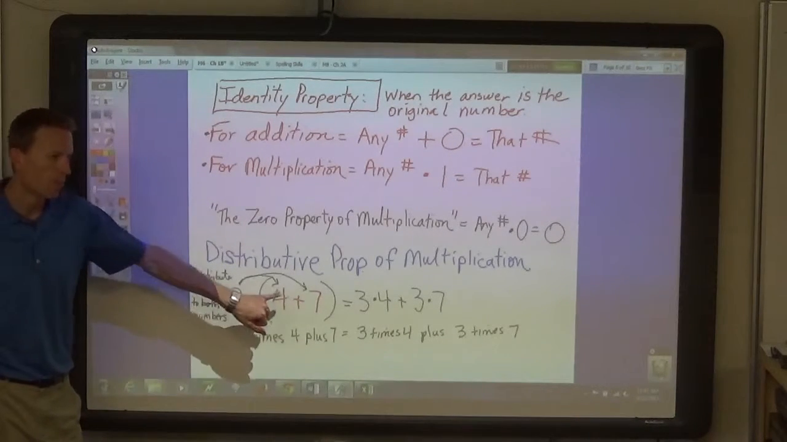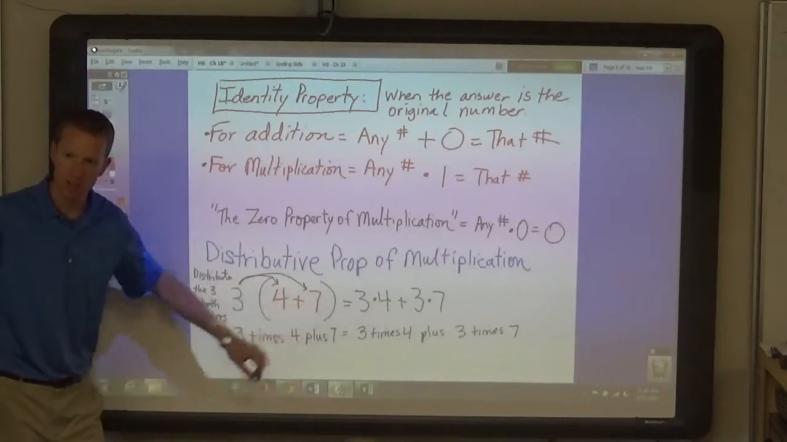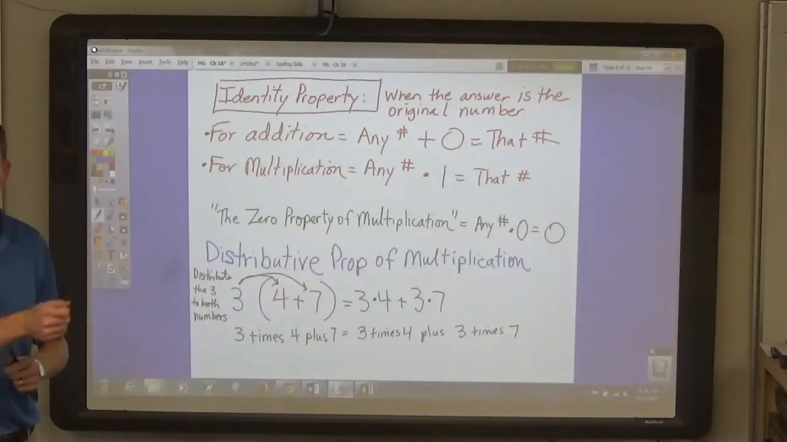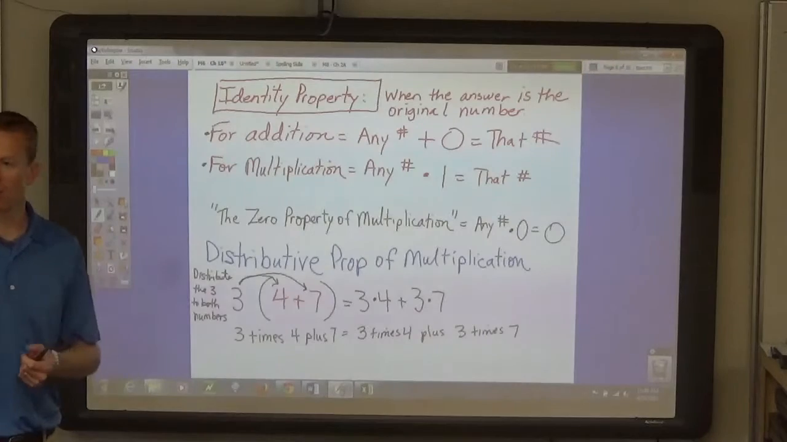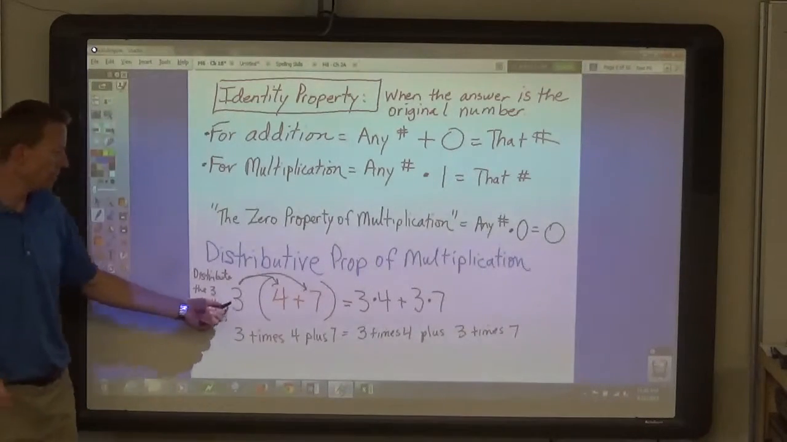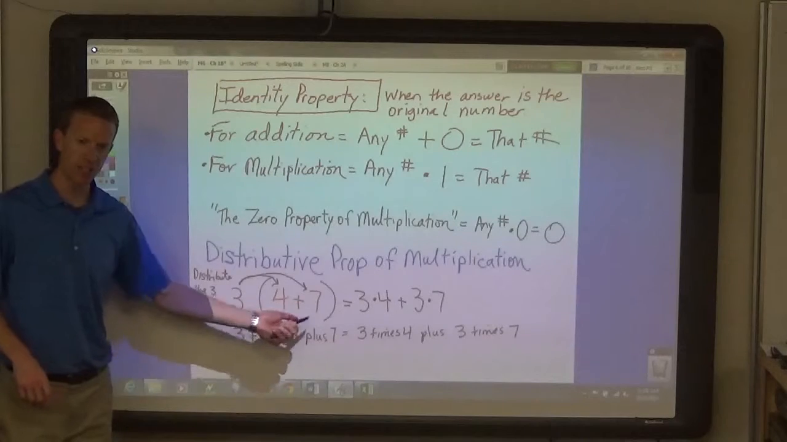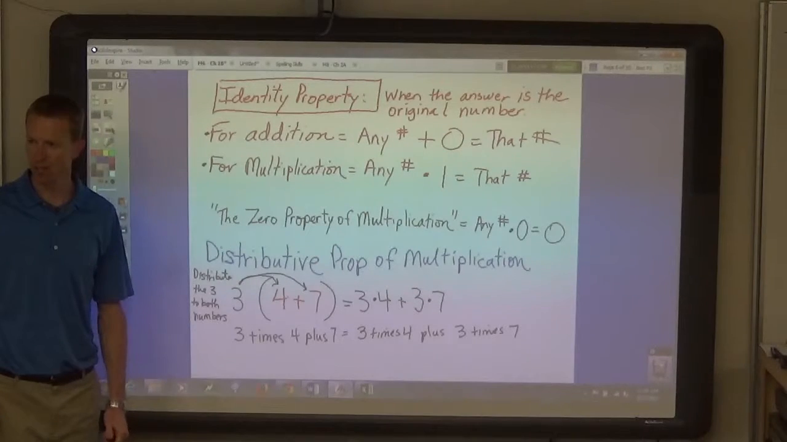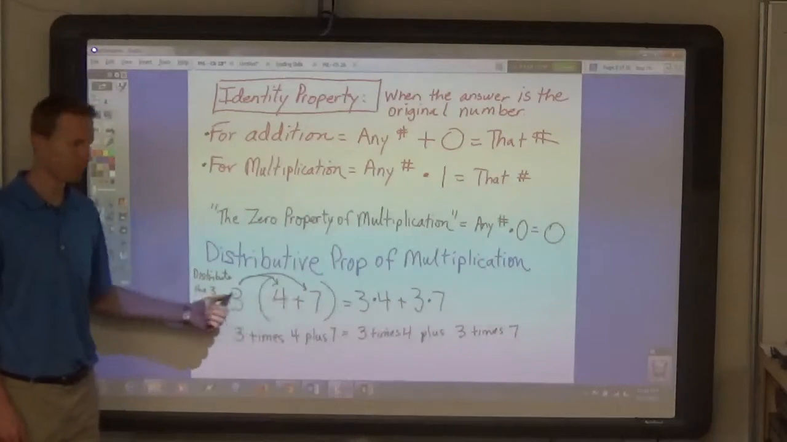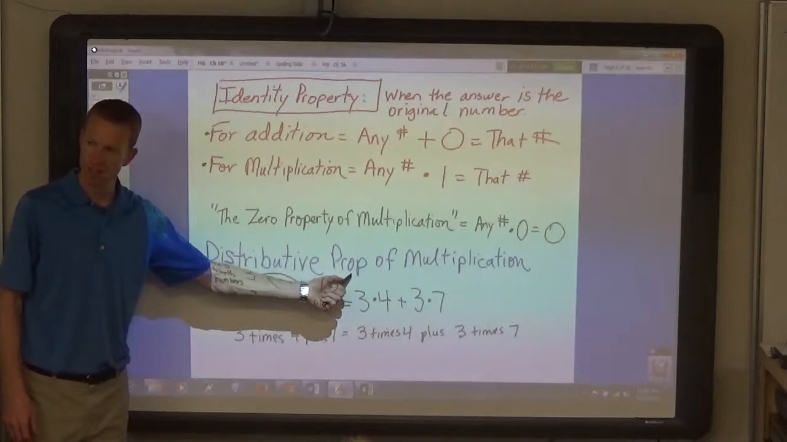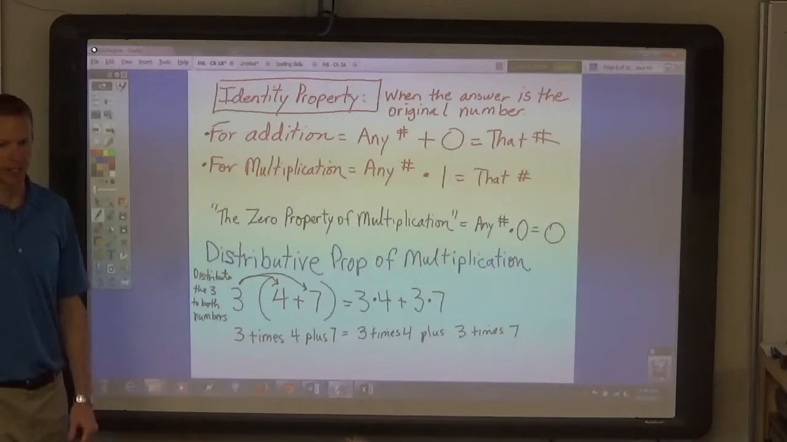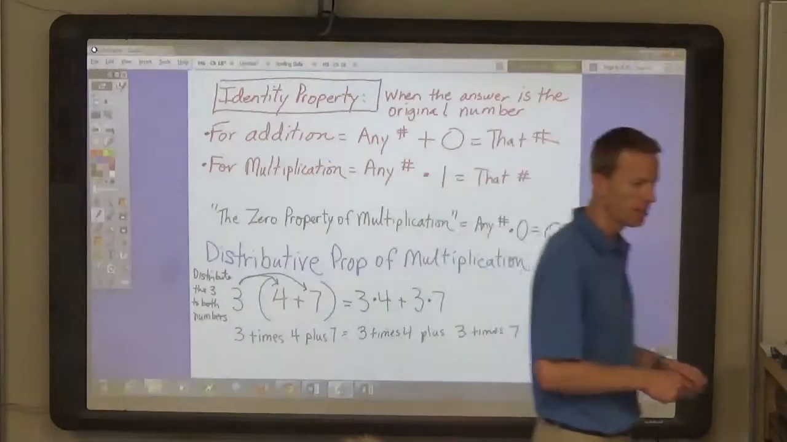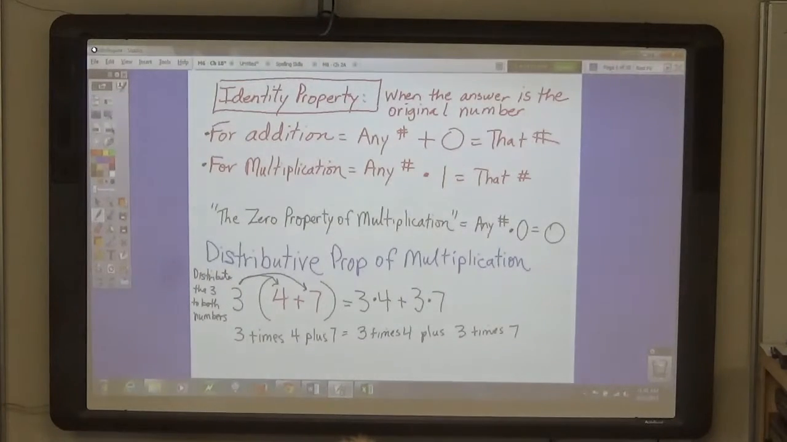It's kind of like giving the 3 to each of these numbers. I think of it like if you play cards, when you deal out cards, you deal out the same number of cards to each player. This is dealing out the 3s to each of these numbers. 3 4s and 3 7s. Okay? And that's called the what, class? Distributive property of multiplication. Okay? Now, you're going to use these properties and identify these properties in lesson 1-9. Flip the worksheet over.